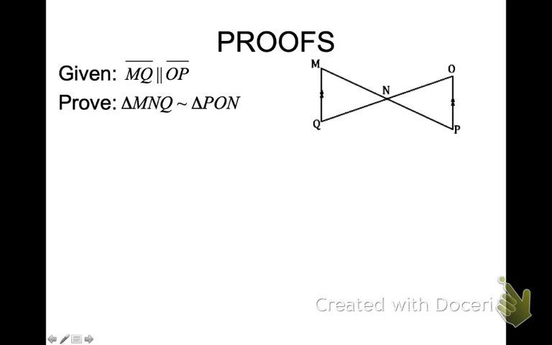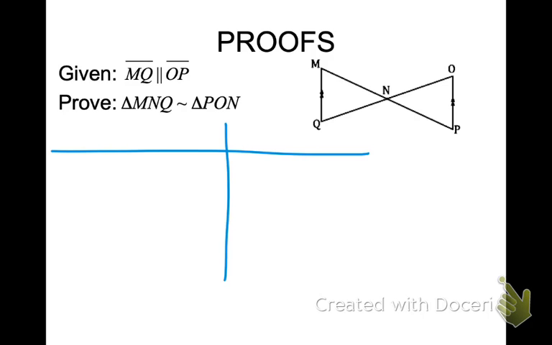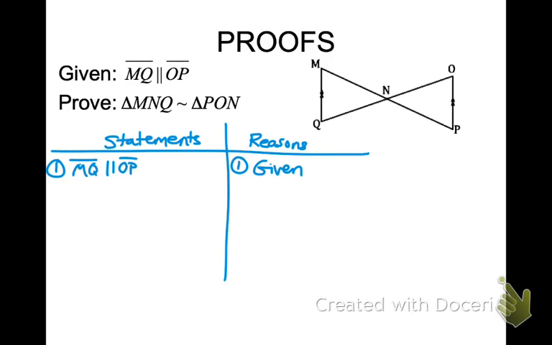Statements on the left, reasons on the right. Get your given in there. So I'm given MQ is parallel to OP. Reflexive or vertical? Vertical. Good. Now it's just a matter of naming my vertical angles correctly.